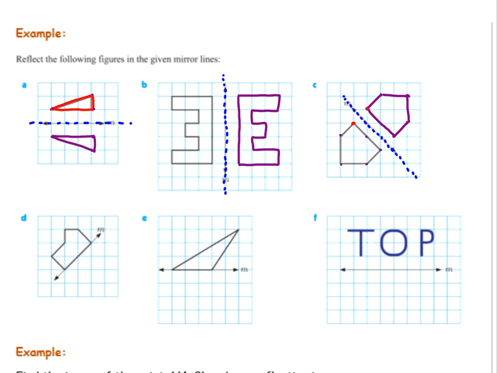Our next one. Nice little mirror line there. Lovely. Now let's draw the image. So obviously we're going to have a point here, we're going to have a point here, right there and there.